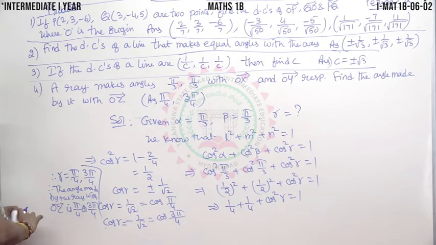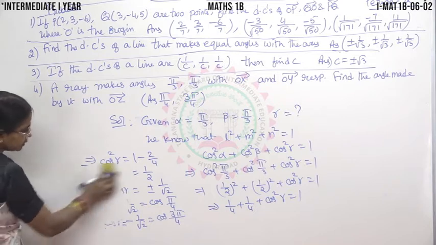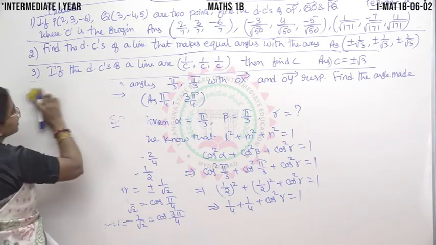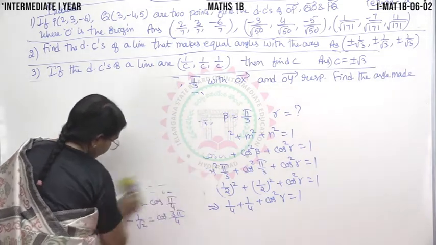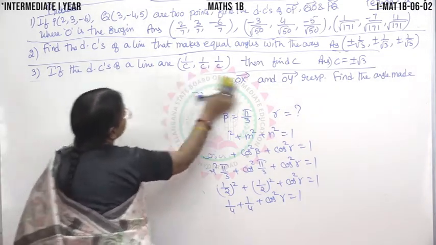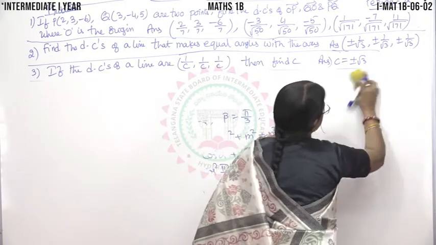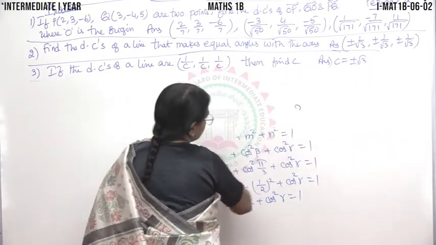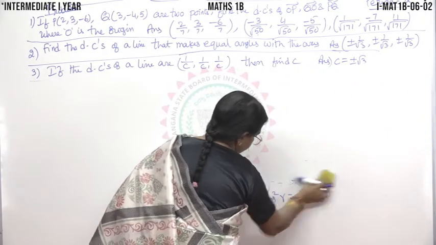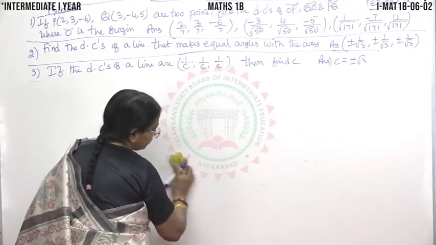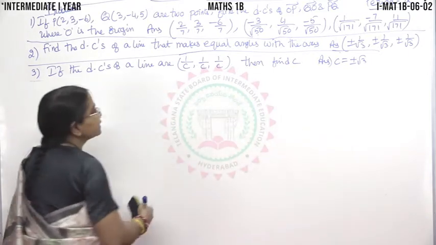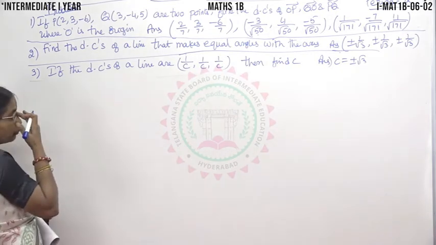So like this we do the problem. Here you are applying the property of L square plus M square plus N square is equal to 1. Now the next problem. All these are actually example problems. All these 4 problems and yesterday's problems are all example problems, and they are important also.